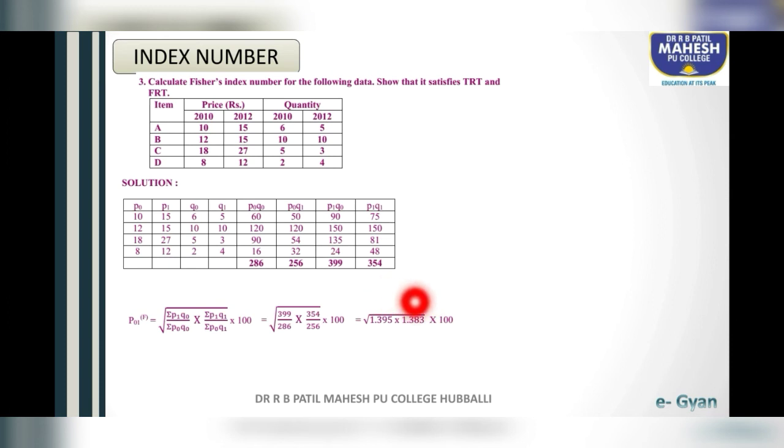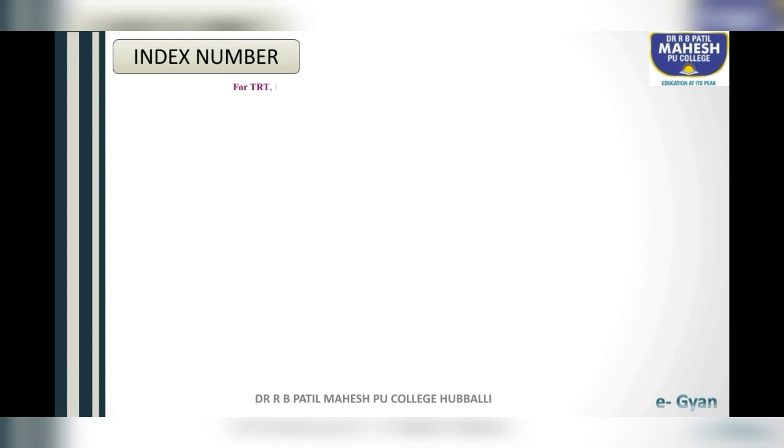So next you multiply these two values. After multiplying these two values, take the root of this. After taking the root and multiplying by 100, the final answer becomes P01 Fisher's is 138.899. Now you test the TRT. As you know, the condition of TRT is P01 into P10 is equal to 1.